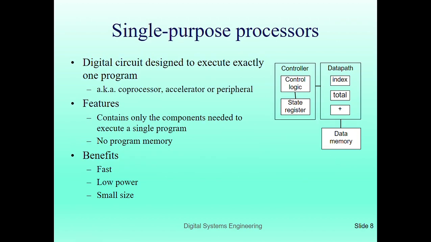The single purpose processors are digital circuits designed to execute exactly one program. These are also known as coprocessor, accelerator, or peripherals. The features of these single purpose processors are that they contain only components needed to execute a single program. They don't have program memory, they are fast, they have low power dissipation, and are smaller in size. Here you can see the block level diagram of single purpose microprocessors.